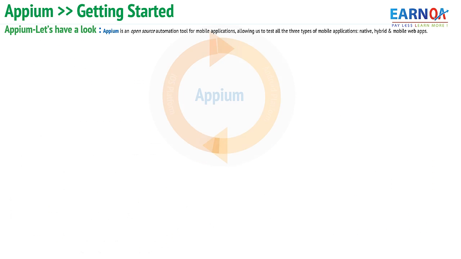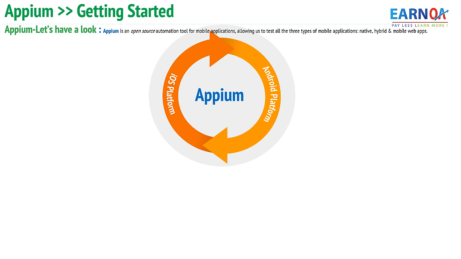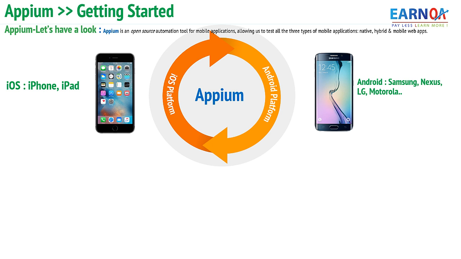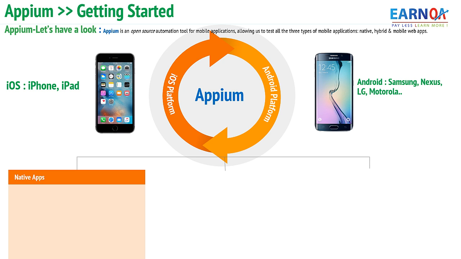Now, as Appium supports both the iOS platform and the Android platform, what are the different varieties or natures of applications in both technologies? For example, it supports iPhone or iPad, and on Android it supports Samsung, Nexus, LG, Motorola. So what are the different application categories in mobile? Basically, there are three categories of applications.